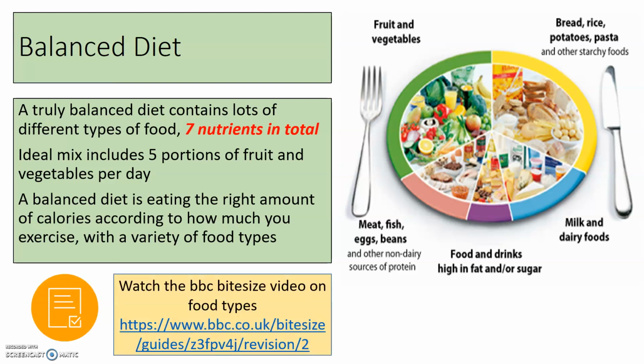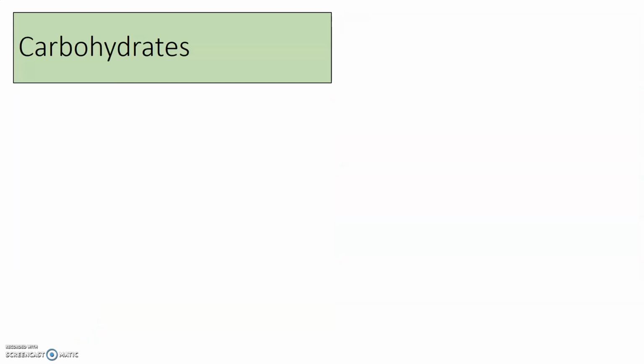First and foremost, what I want you to do is pause the video here and go to BBC Bitesize, some really good revision stuff on that website, and just watch the video on the different food types. Hopefully you've watched the video. You'll notice that the video specifically talks about 6 different nutrients, but for the exam, for AQA, we need to know about the 7 different nutrients.